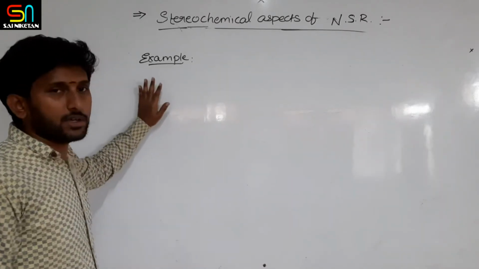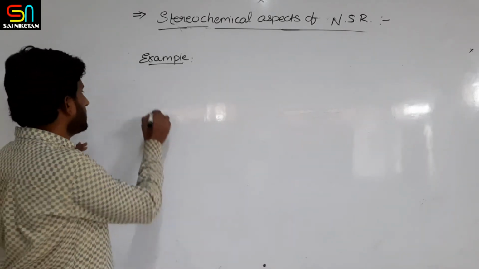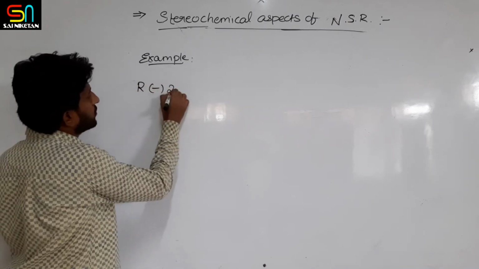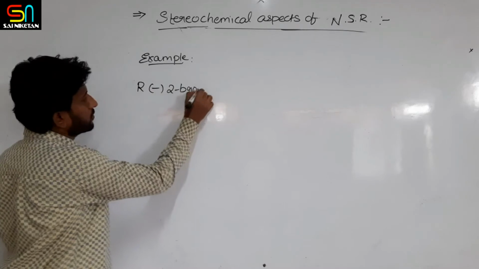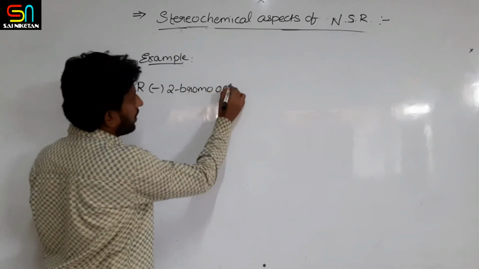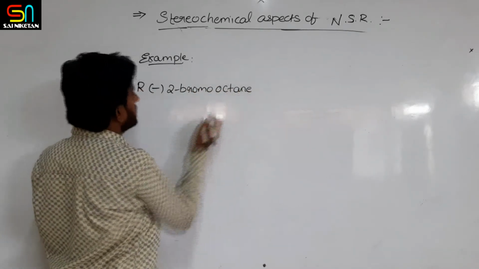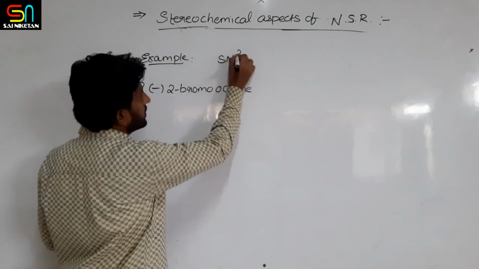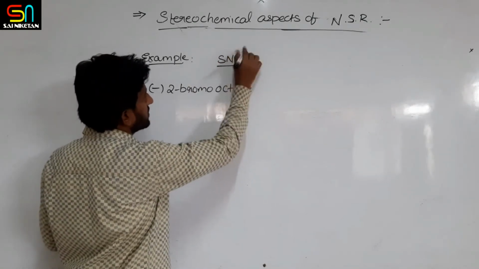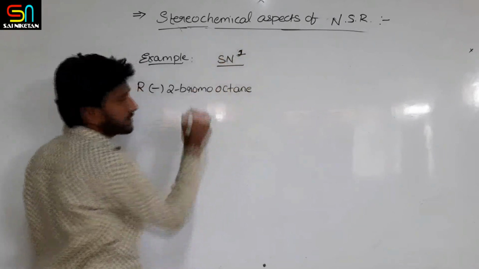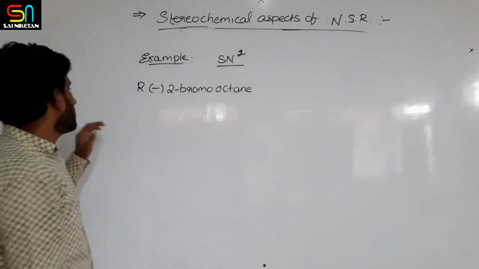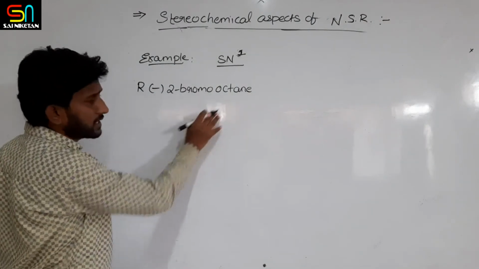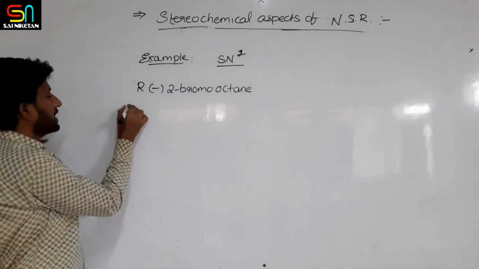Next, one more optically active example we take. R minus 2-bromo octane. Okay, this molecule we are seeing as an SN1 mechanism example. SN1. Okay, now first of all, 2-bromo octane means how many carbons are there?